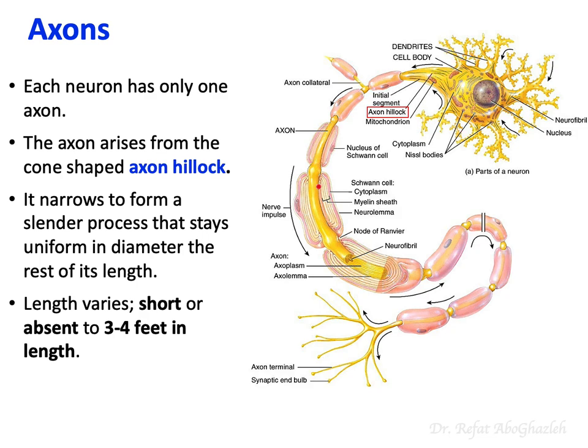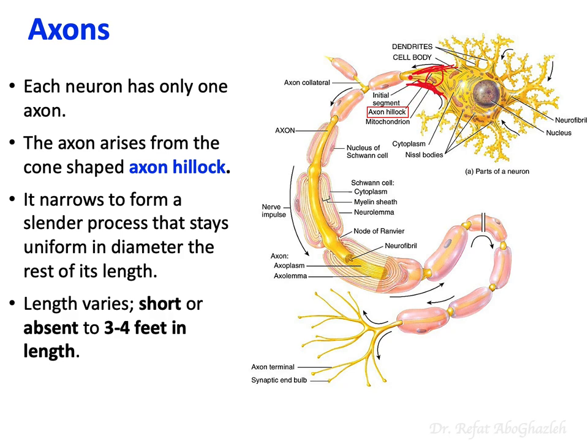Now, what about the axon? This is the axon you see comes out from the cell body, and from earlier slides, each neuron has only one axon that arises from the cone-like shaped area. We call it the axon hillock. This is the axon hillock. It's a cone-shaped structure, right?